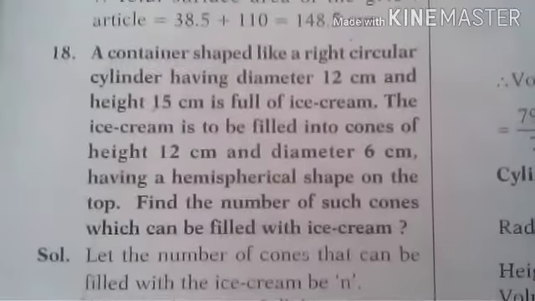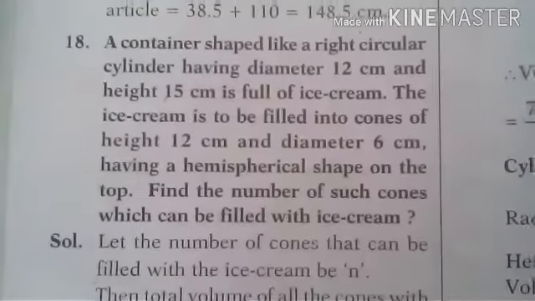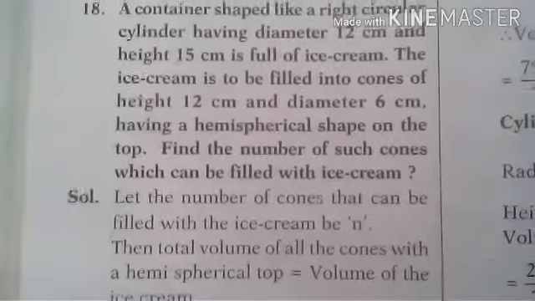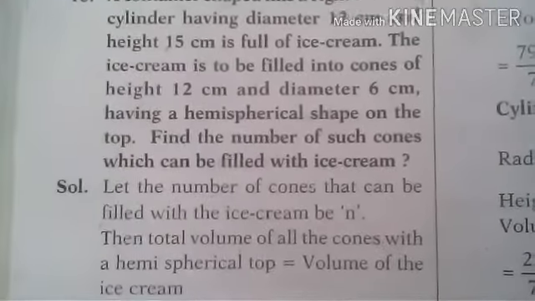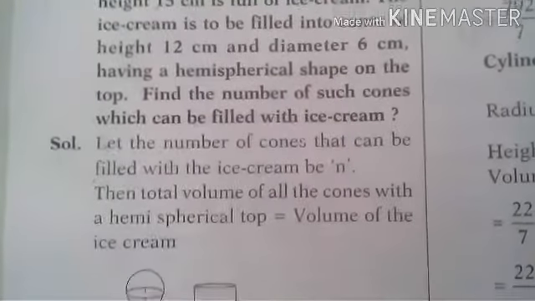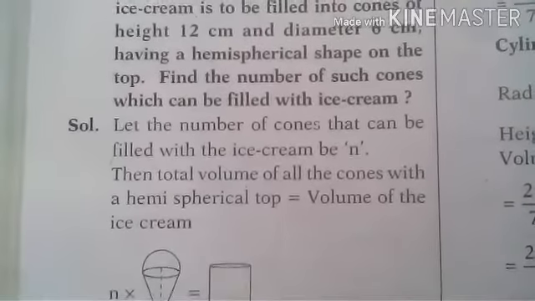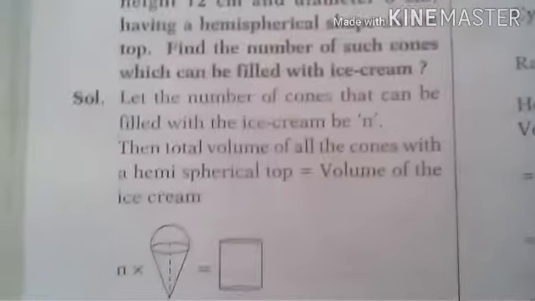And the next question, a container shaped like a right circular cylinder having a diameter 10 centimeters and height 15 centimeters is full of ice cream. The ice cream is to be filled into cones of height 12 centimeters, diameter 6 centimeters, having the hemisphere on the top. Find the number of such cones which can be filled with ice cream.